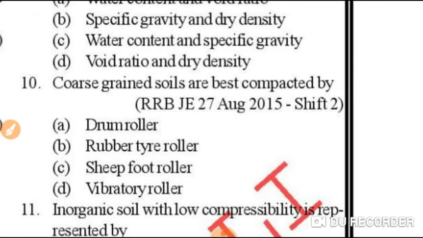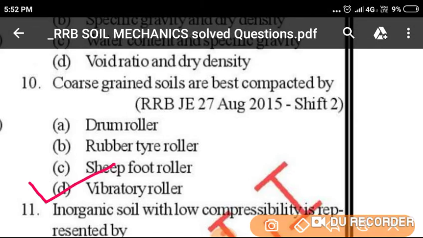Question number 10. Coarse grained soils are best compacted by option A drum roller, option B rubber tire roller, option C sheepsfoot roller, option D vibratory roller. So coarse grained soils are best compacted by vibratory roller.